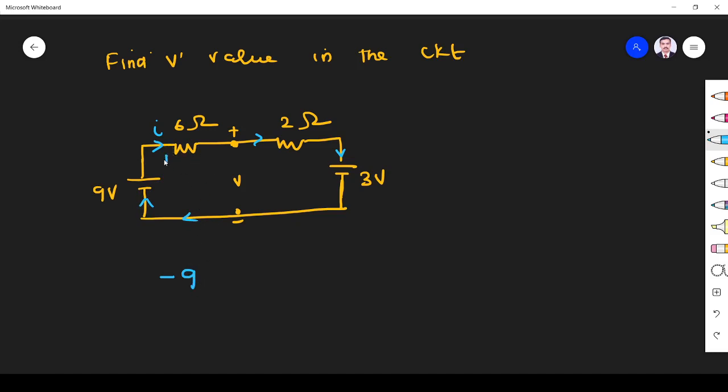Here it is plus and minus, I assume. So current enters the positive terminal. So I put plus. V is equal to I into R. I is I, R is 6. So 6I. Here V is equal to I into R. I is I, R is 2 ohm. So 2I. Here current enters the positive terminal. So I put plus 3. That is equal to 0.